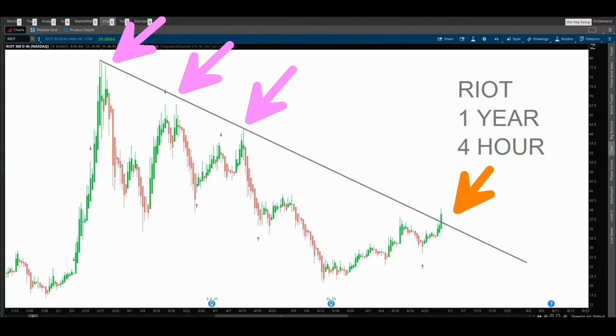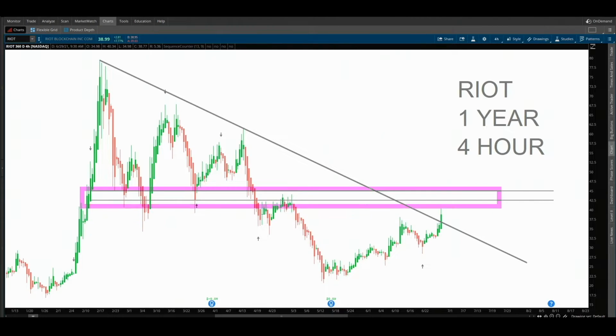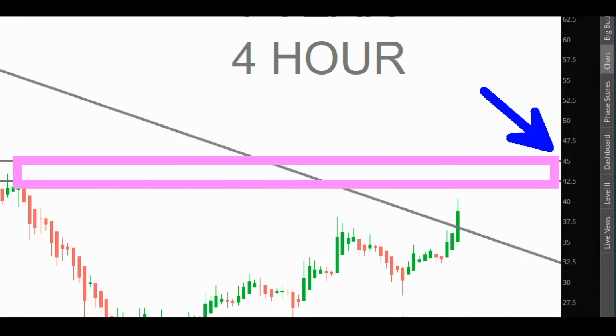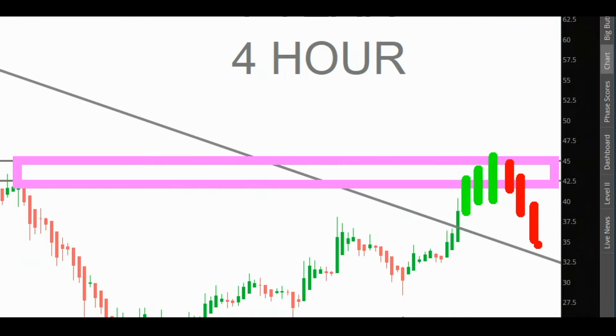All right, here we are on Riot. You can see resistance, resistance, resistance, but it broke out. So now we're looking for another resistance zone, and we see this right here, price bouncing up. And we also see price going down from this point. So we can see that $45 is the top of that zone. High probability is price will probably come into that zone and then sell off. Retesting this old resistance becomes new support. So we're comfortable taking a trade here.